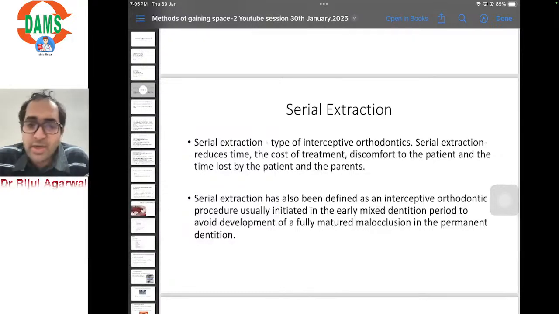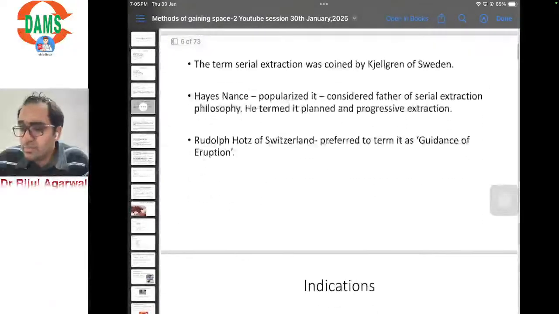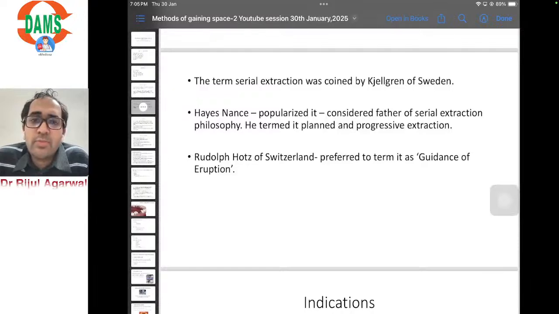It is defined as an interceptive orthodontic procedure initiated at the early mixed dentition period to avoid development of a fully matured malocclusion in the permanent dentition. A few historical points: the term was coined by Kjellgren of Sweden. It was popularized by Hayes Nance, who is considered the father of serial extraction philosophy. He also termed it planned and progressive extraction. Next, Rudolf Hotz of Switzerland preferred to term it guidance of eruption.